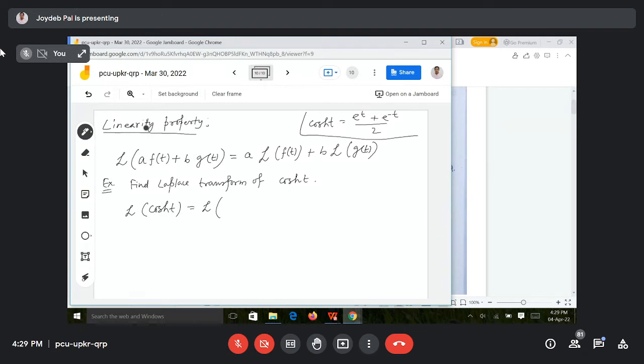If it is written cos hyperbolic 2t, then e to the power 2t plus e to the power minus 2t by 2. If it is cos hyperbolic 3t, then it will be e to the power 3t plus e to the power minus 3t by 2. Okay. So e to the power t by 2, one line I am writing, plus e to the power minus t by 2. Now, 1 by 2 e to the power t plus 1 by 2 e to the power minus t. Can I write this?